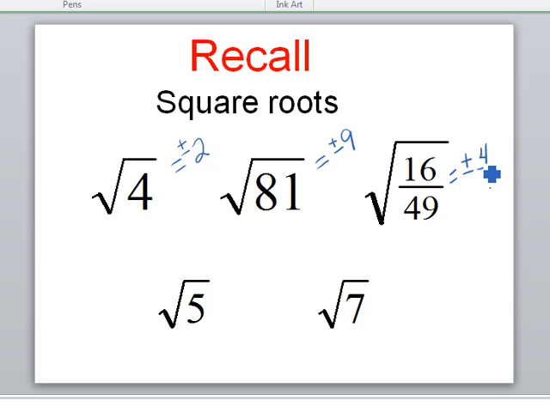The square root of 5 and the square root of 7 cannot be found exactly. You would need to use a calculator or estimate these using square roots that you already know.